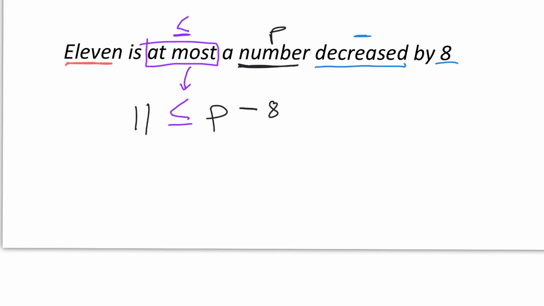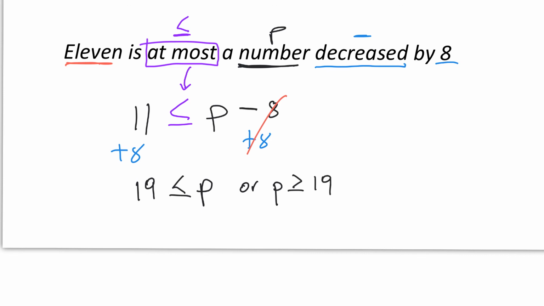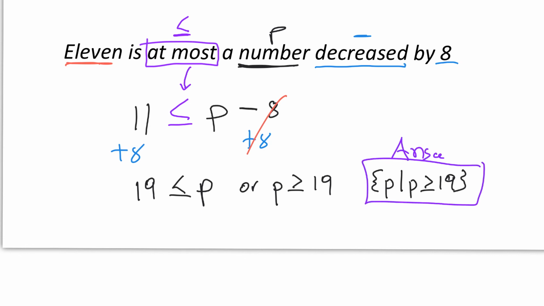So now you can solve. We can add 8 to both sides, and you can cancel the 8s. So you have 19, bring down the inequality, less than or equal to p. Or you can say p is greater than or equal to 19, you have to switch the inequality if you switch your answer. And the set notation will be p such that p is greater than or equal to 19. So that's my answer in set notation. We got our inequality, 11 is less than or equal to p minus 8, and we solved.